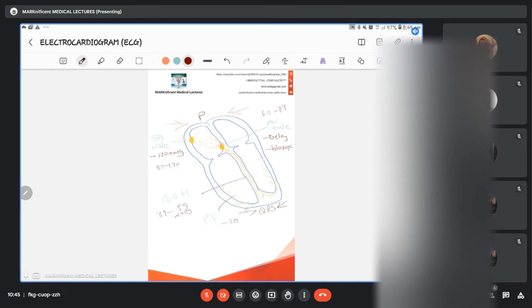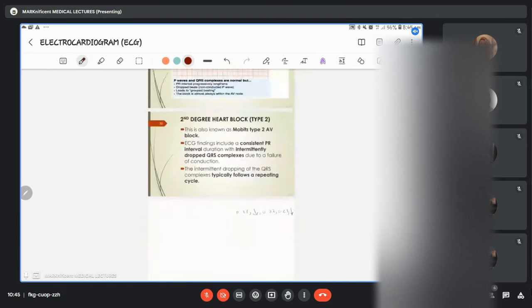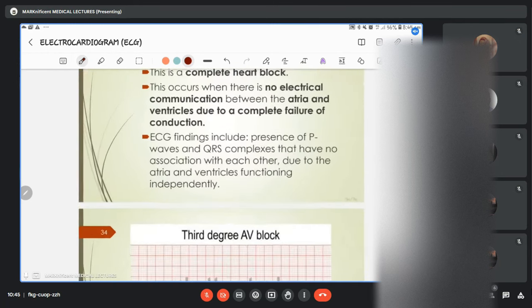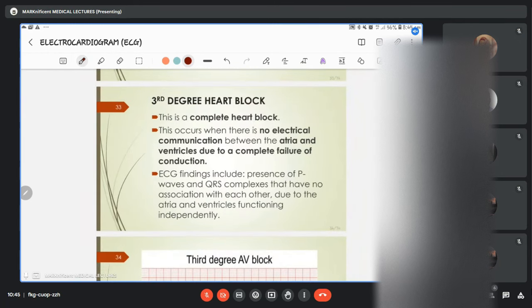So that is why if there's complete blockage, there's no electrical activity, first of all, and then there's no communication between the atrium and the ventricles. It means that the electrical impulse generated by the SA node is only carried out around the atrium. Now the ventricles would then need to start depending on themselves.